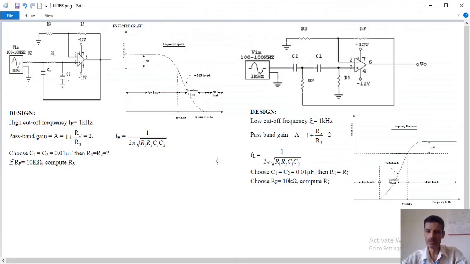Hello everyone. In this video, I'm going to explain the designing and the working of an active low pass filter and active high pass filter. Now, what is a low pass filter and a high pass filter? I believe you know it already.